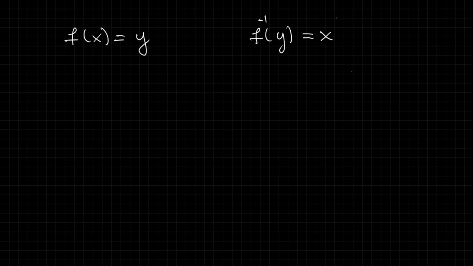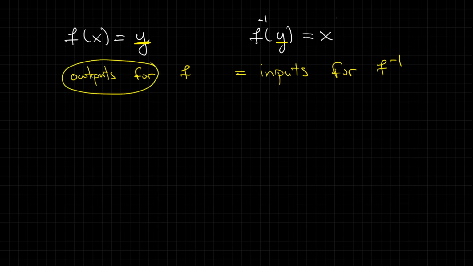Now, remember, the domain of a function is all of the inputs, and the range of a function is all of the outputs. If we take a look at what I have written here, f of x equals y, we'll see that if y is an output for f, it will be an input for f inverse. That means that the outputs for f will be the same as the inputs for f inverse. And now the outputs for a function, that's called the range. So the range of f is going to be the same as the inputs for f inverse. The inputs of a function is called the domain.